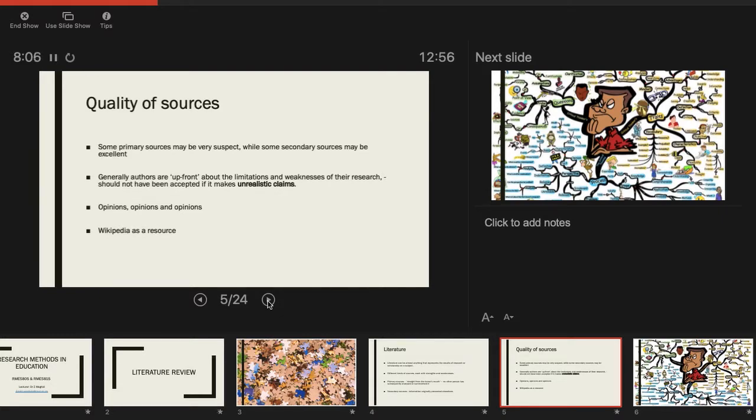Now, Wikipedia, although many would argue that Wikipedia is not a credible or reliable reference resource, because some of the information could easily be altered, it can actually be used as a platform for you to think more broadly about your specific topic, and it's also a resource that may provide you with other available literature.